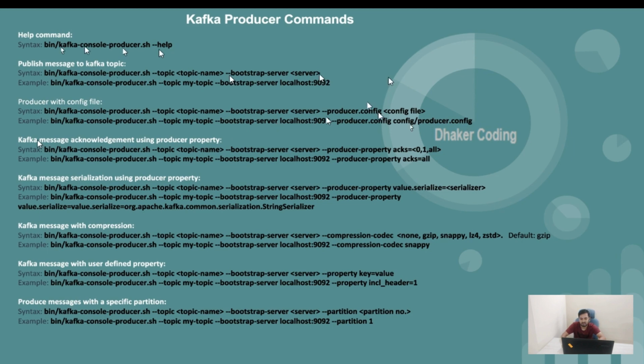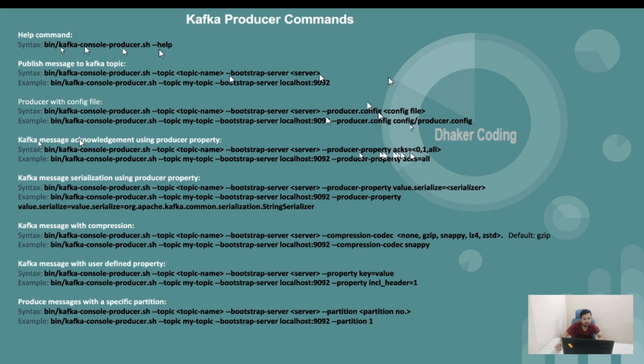Then let's say I have published the message to a Kafka topic, but I want to know whether this message has been successfully written into the topic or not. So we can give --producer-property and the option key value like acks. There are three values we can define: 0, 1, and all.